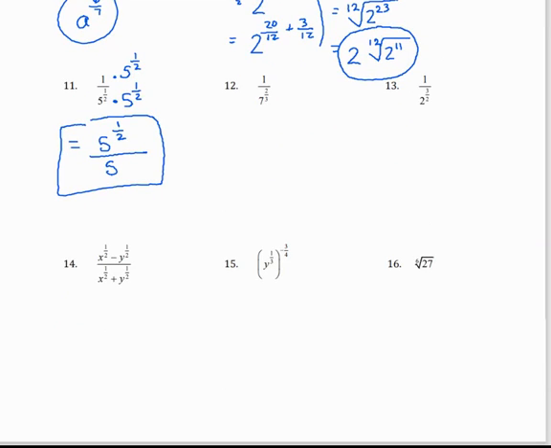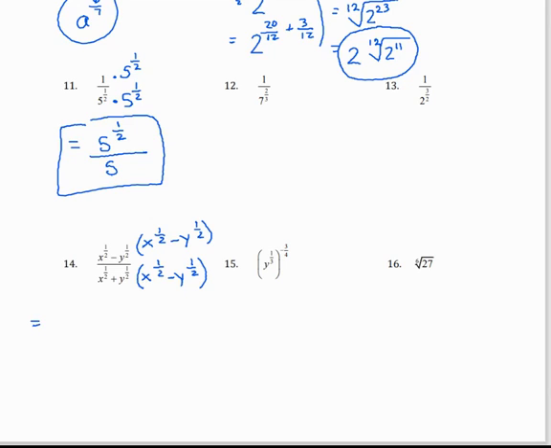Okay, now we have 14. 14 is different because there are two terms. So if it was just x to the 1/2, I'd multiply by x to the 1/2. But because there's two terms, we're going to use the conjugate, just like we used a conjugate before. So the conjugate of x to the 1/2 plus y to the 1/2 is x to the 1/2 minus y to the 1/2. And we'll do that up above as well.